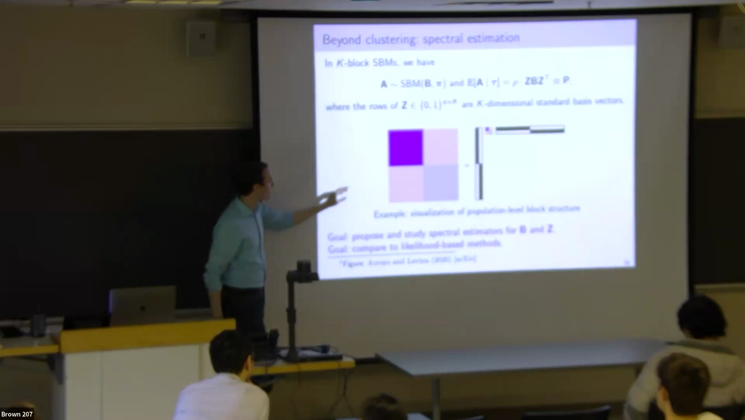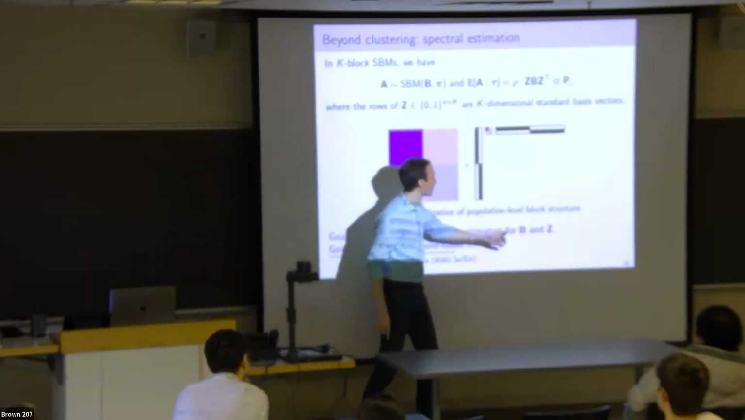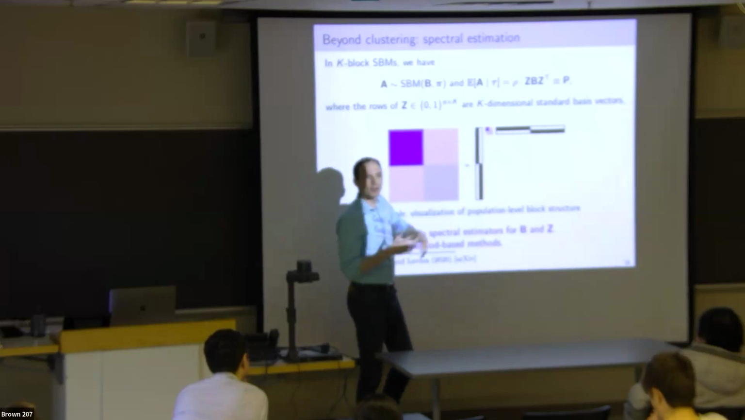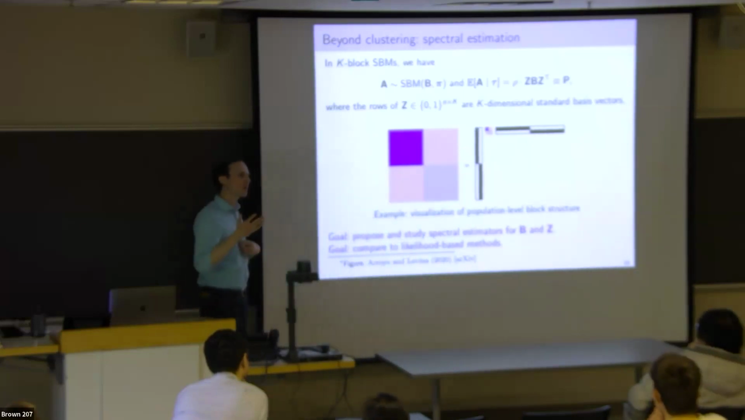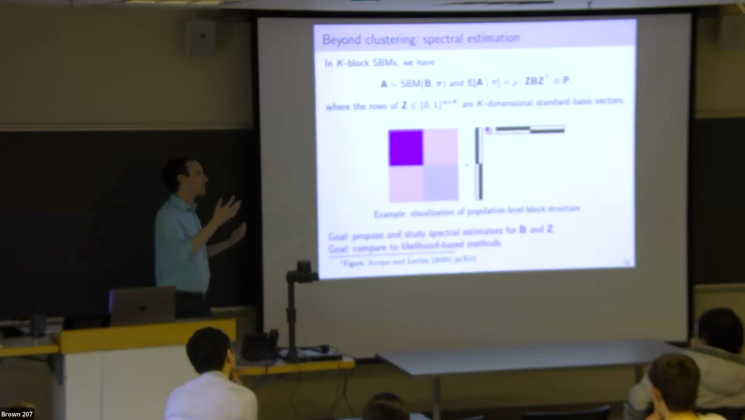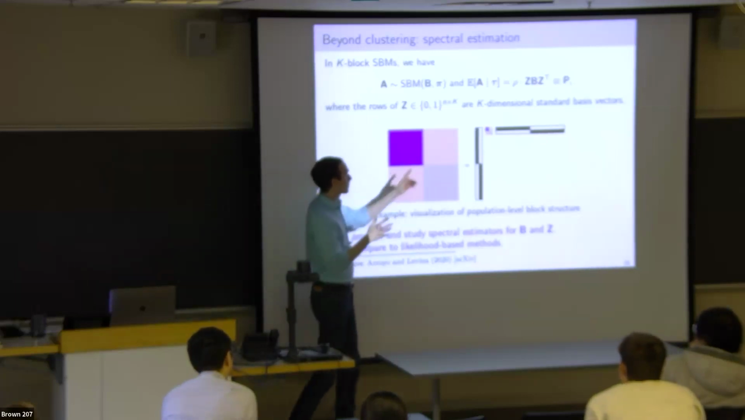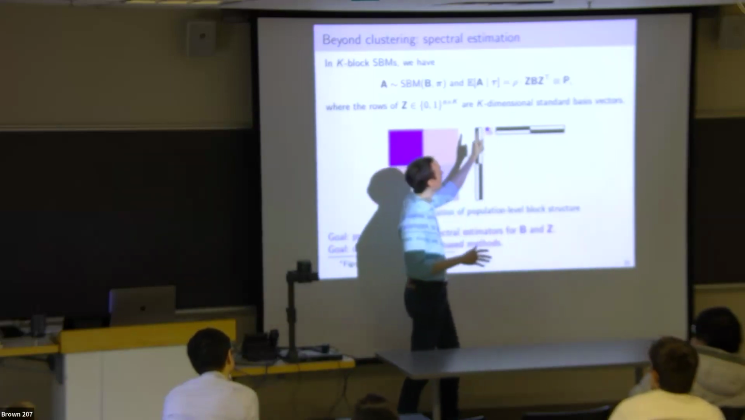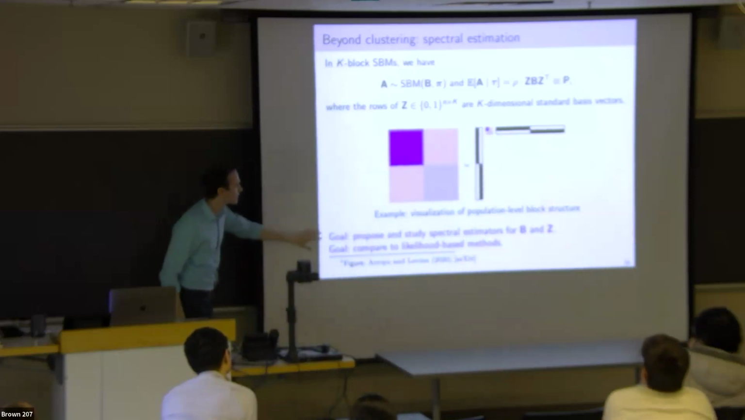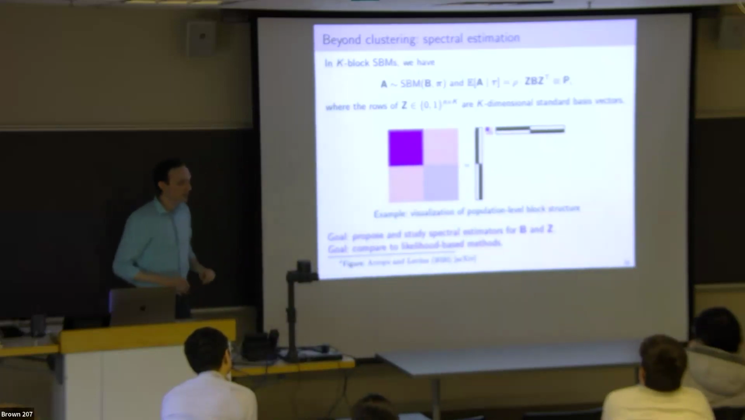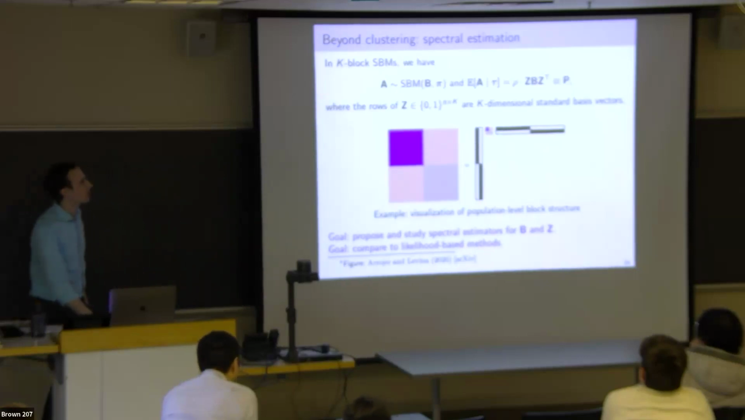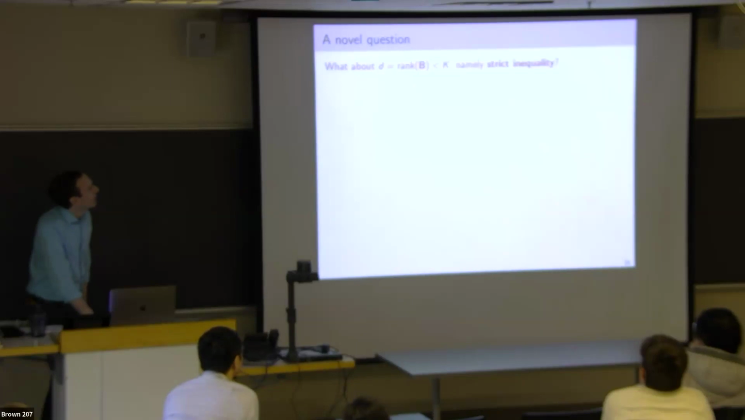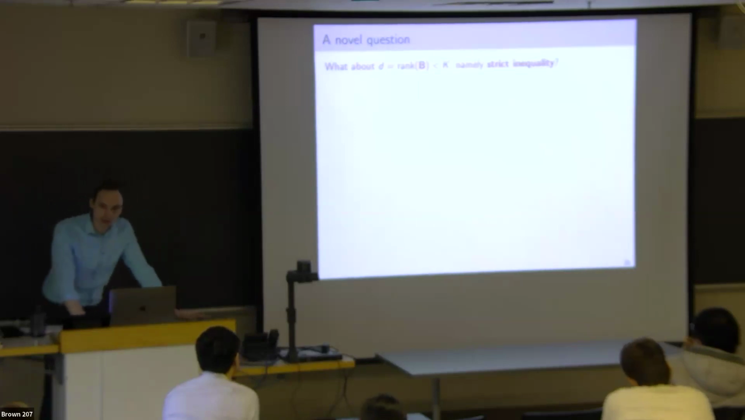So now our goal will be for this model to propose spectral estimators for B and actually Z itself, rather than U. U, the matrix of eigenvectors, is related to the expectation of A, but it's not really parameterizing it per se. We're specifying A through Z and B. So we would like to study these, and then with time permitting, compare them to likelihood-based methods in part of our investigations. When we have this matrix of parameters B, there's an interesting question we can ask.